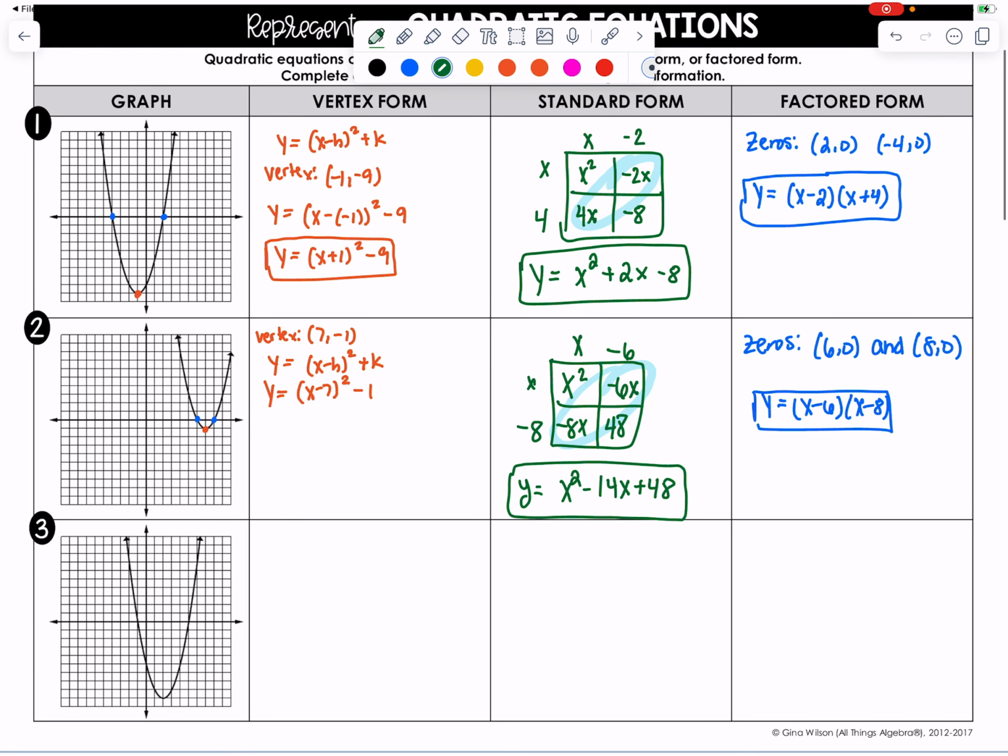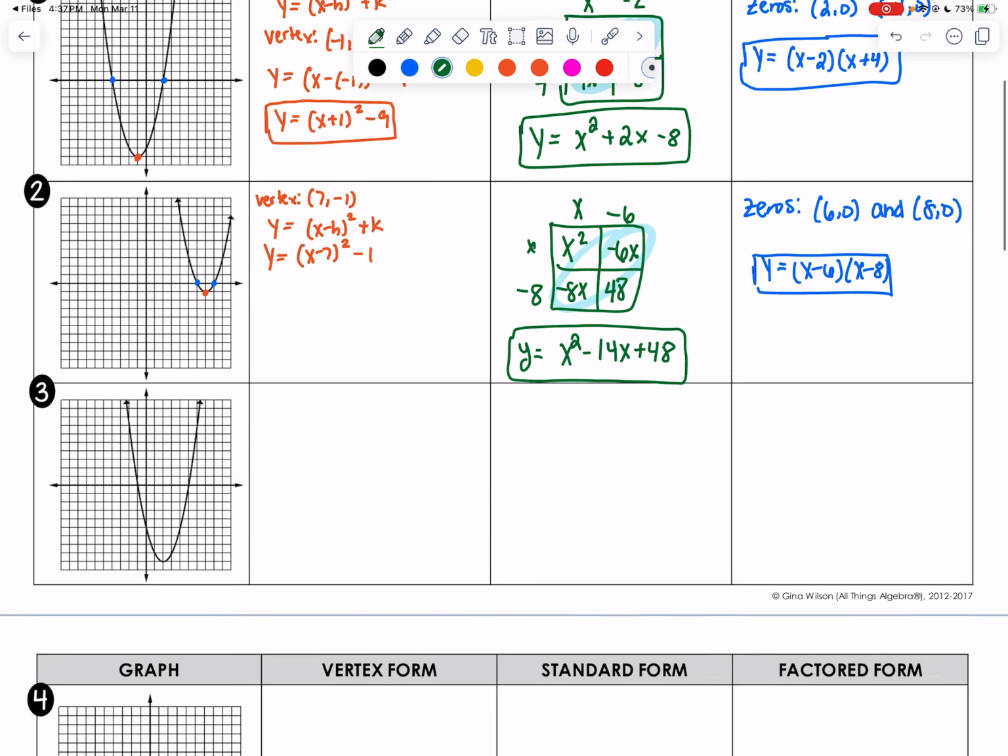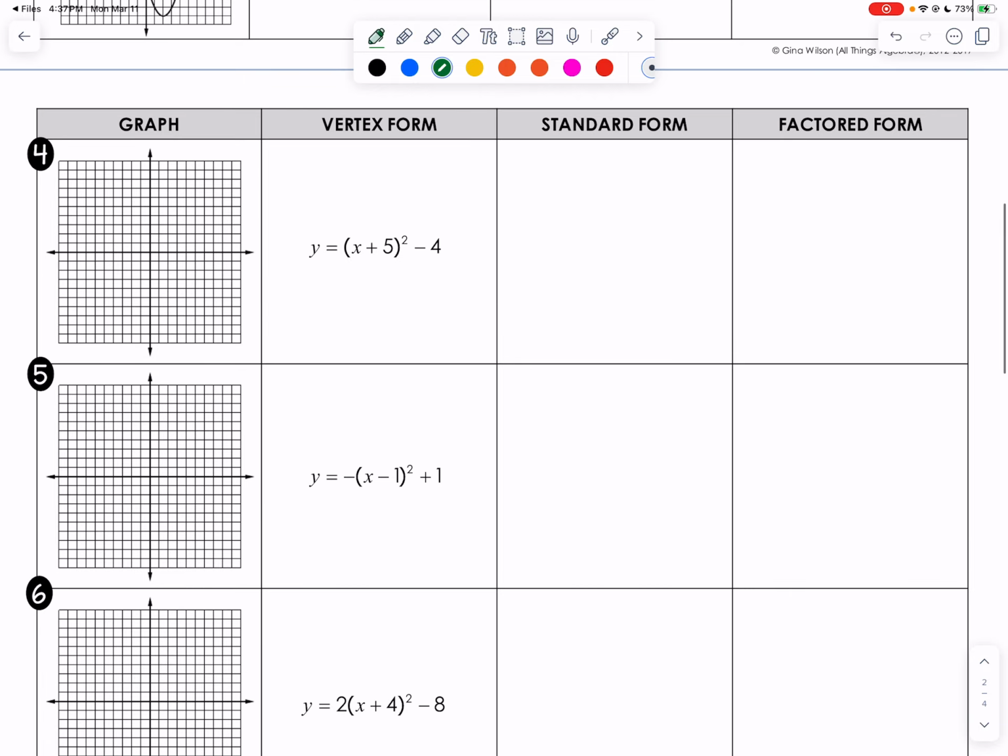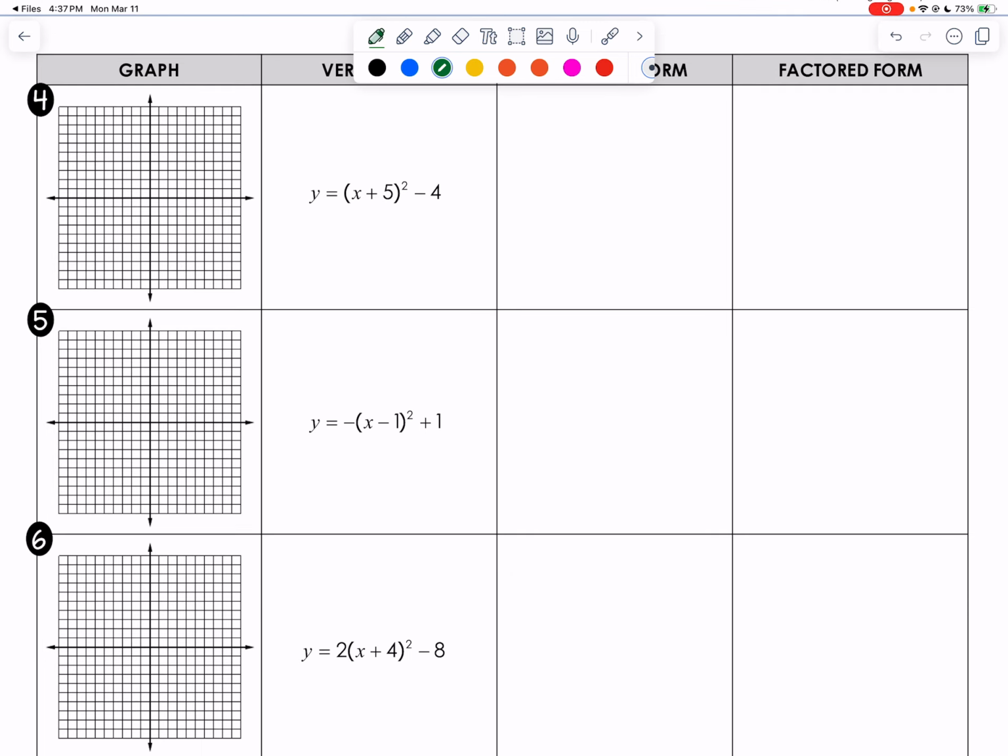All right. Now, what I want you guys to do is problem number 3 and see if you can do this on your own. In the next video, we are going to do these problems together where I give you the vertex form and you need to go from vertex to standard, vertex to factored, and then we are also going to graph it. So that's also a good review on graphing.